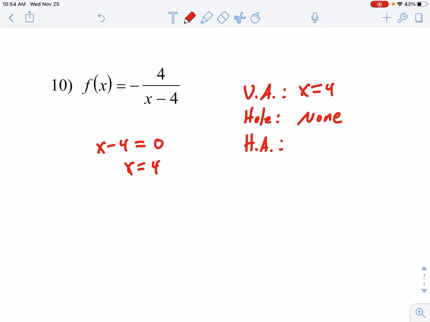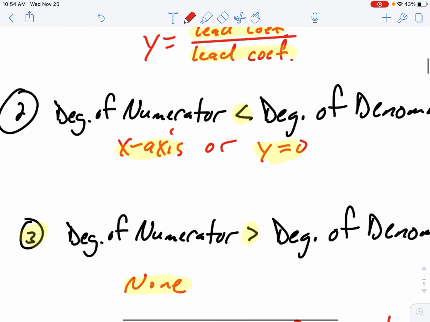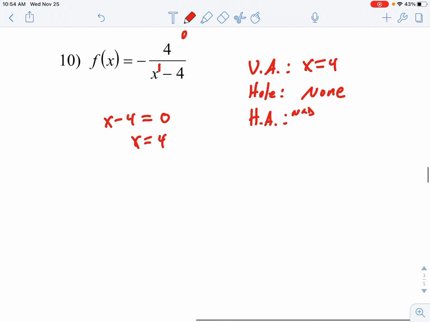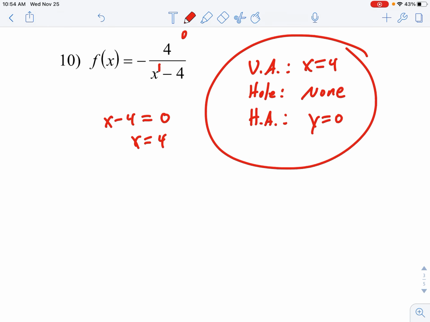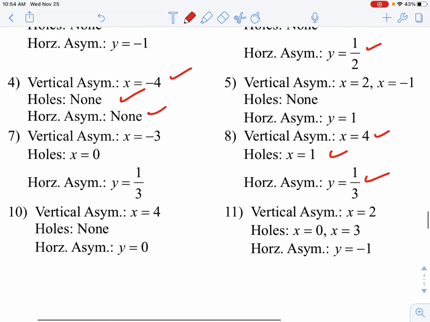Horizontal asymptote, well, the degree of the top here is 0. If there is no x, that would be like 0 x's. So the degree of the top is 0, the degree of the bottom is 1. This is a case where the numerator is less than the denominator. And in case you forgot, that is this situation right here, situation 2. So y equals 0 is the horizontal asymptote. So number 10, and there we go.